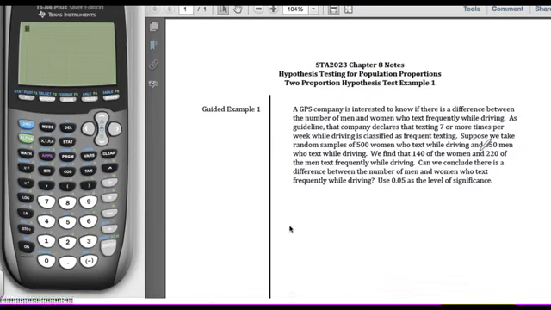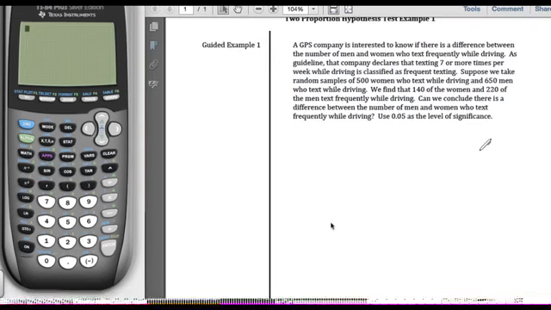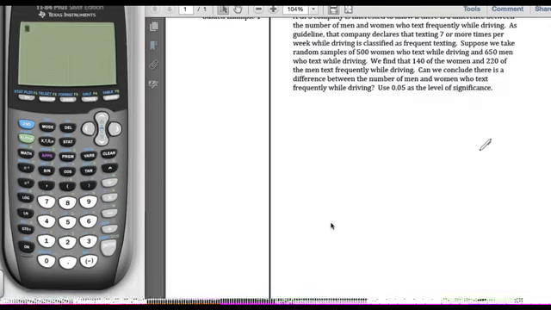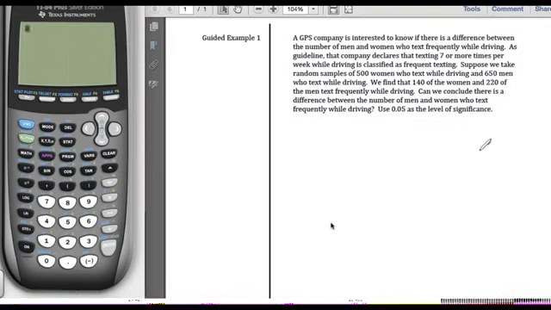Here, we're going to go through all 4 steps for a 2-proportion hypothesis test. We're going to compare 2 groups. Our example says a GPS company is interested to know if there is a difference between the number of men who text frequently while driving and the number of women who text frequently while driving. As a guideline, the company declares that texting 7 or more times per week is classified as frequent texting.